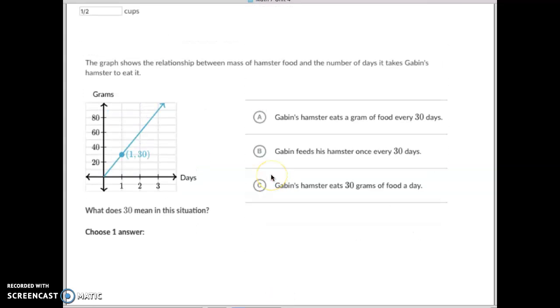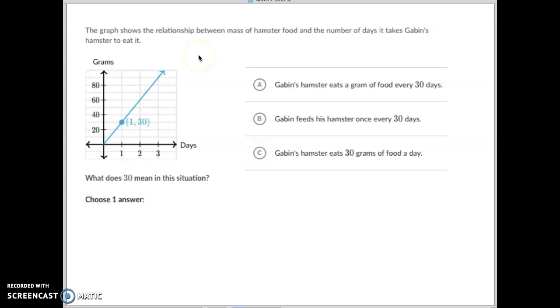All right, on this one, this graph shows a relationship between hamster food and the number of days it takes for Gavin's hamster to eat it. In this one, notice that there are grams going this direction and days going the other direction. This point represents 30 grams and 1 day. So what does 30 mean in this situation? It means that in 1 day, the hamster can eat 30 grams.